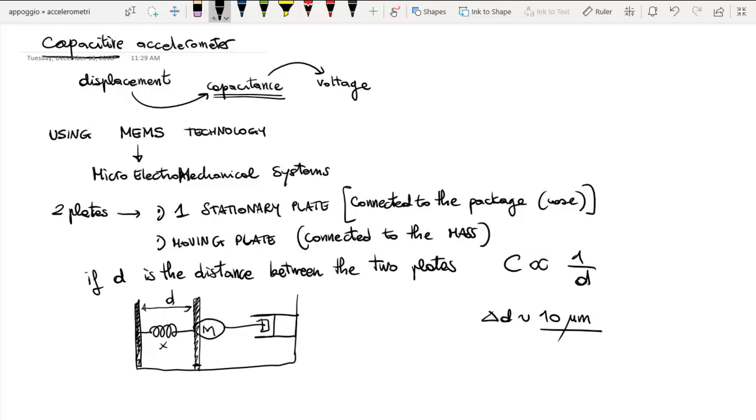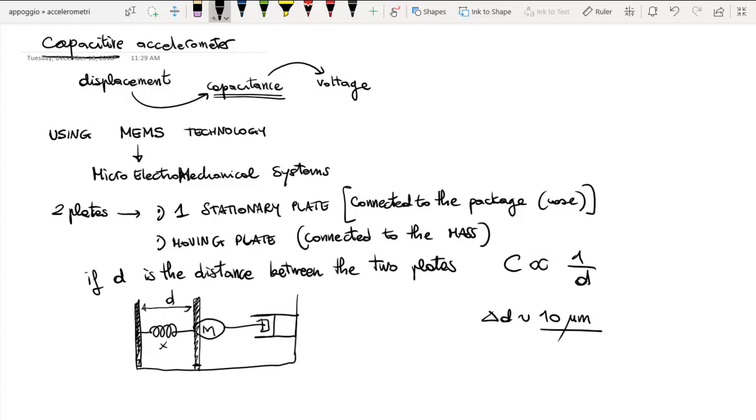So how does it work in practice? Let's try to put all these things together. What we see is that in practice, this plate is the mass, it is the same thing. The mass that is moving is the mass of the moving plate.